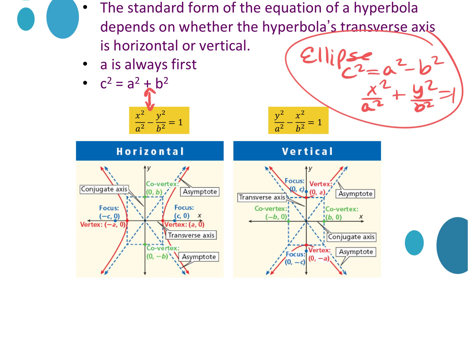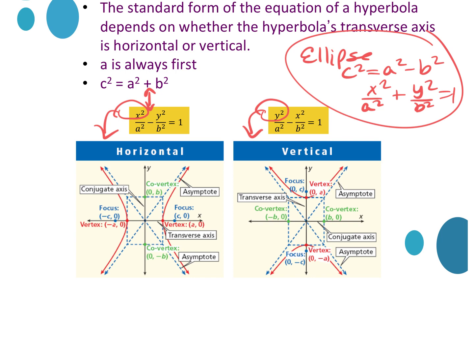So the first letter that we see here will tell us whether our graph is horizontal or vertical. If we see x squared first, then it's horizontal. If we see y squared first, then we know it's going to be vertical.